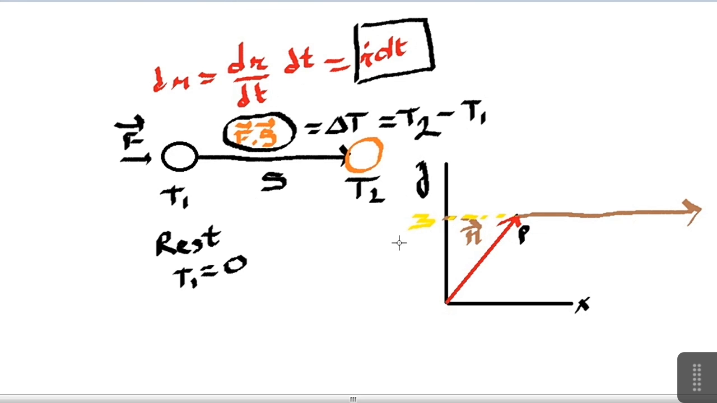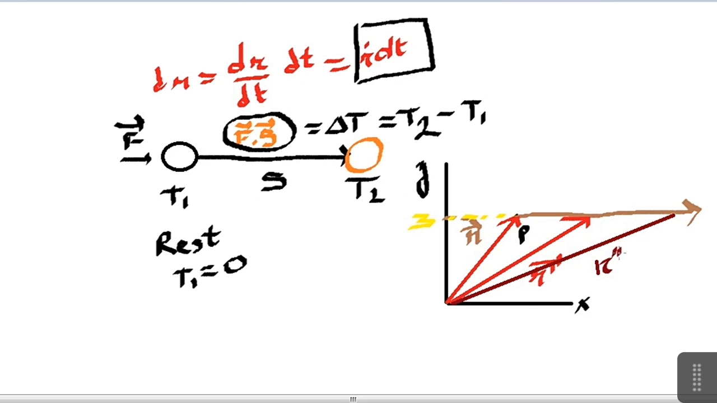At another time the particle is somewhere here, and say this is represented by r dash. Now say at a third time, the particle is somewhere here. So what would be the position vector? The position vector will be r double dash.